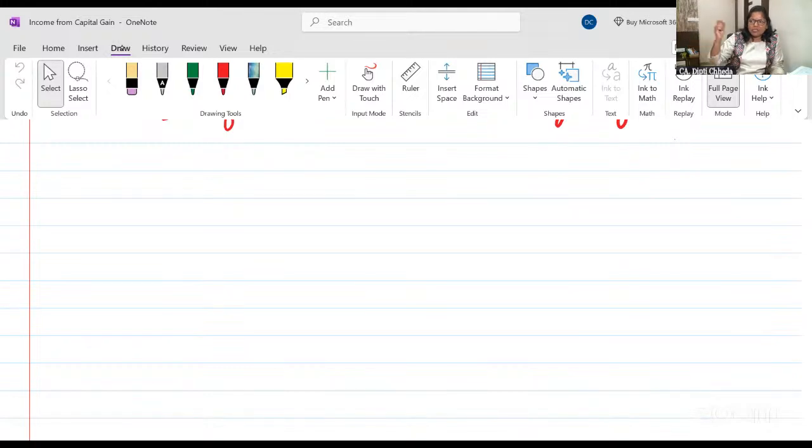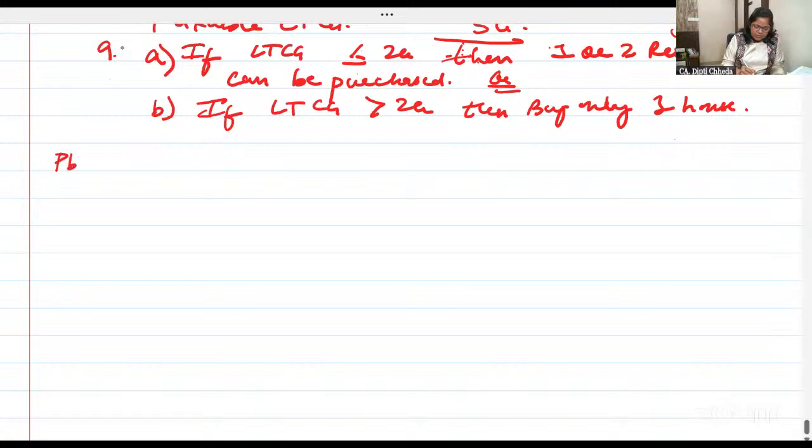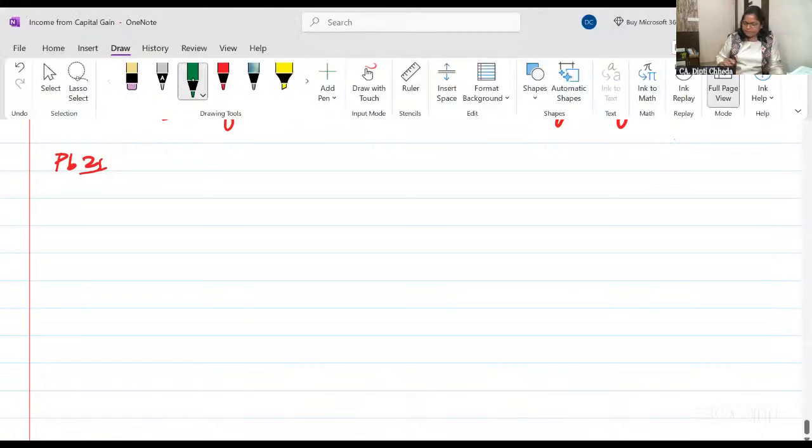So which exemption? You have sold property and purchased. So which? This is a practice question. Problem number 21. Compute the capital gain. We'll do it in notebook. Just 2 minutes to put it in chart. Read the question.